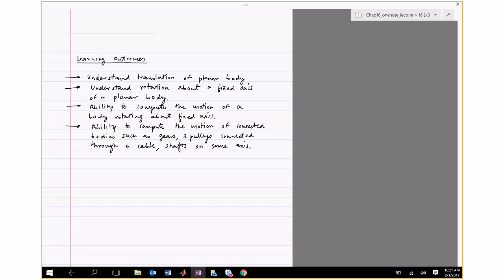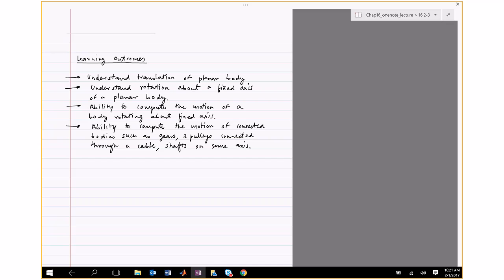We're done with chapter 12, and today we'll be starting chapter 16. And the way chapter 16 is different from 12 is that it's essentially kinematic. So we're going to talk about velocities, accelerations, but we'll be talking about rigid body motion.